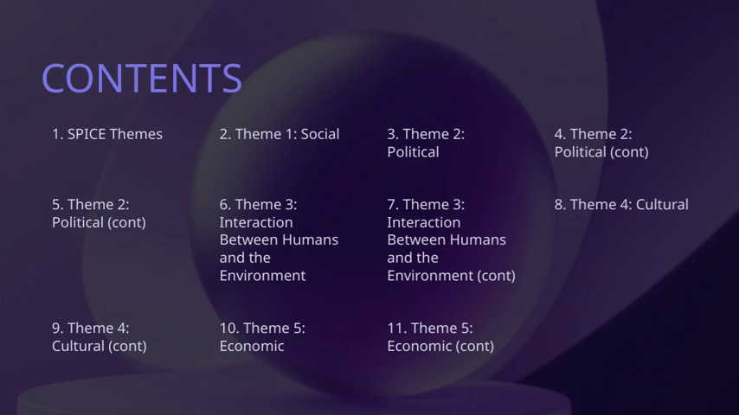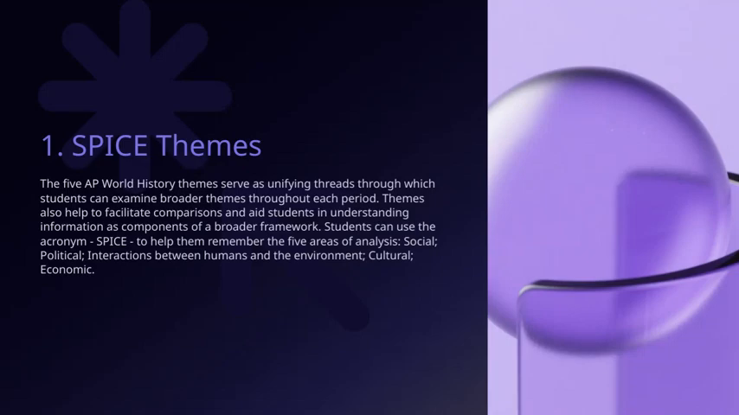culture's identity and dynamics. Now, let's take a closer look at the 5 AP World History themes, which act as unifying threads throughout the course. These themes help us examine broader trends and developments across different periods. They also make it easier to compare different societies and understand how various factors interact to shape history.